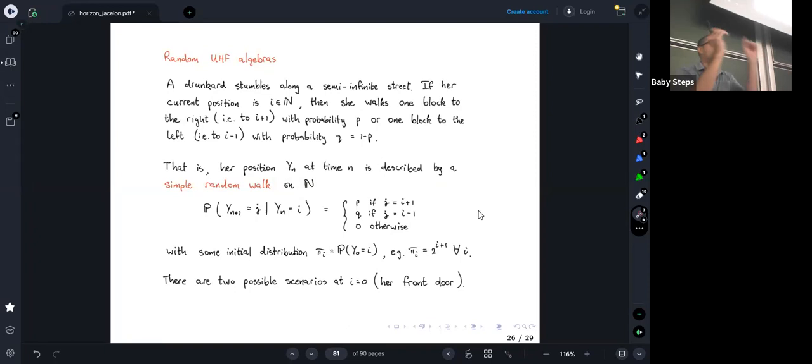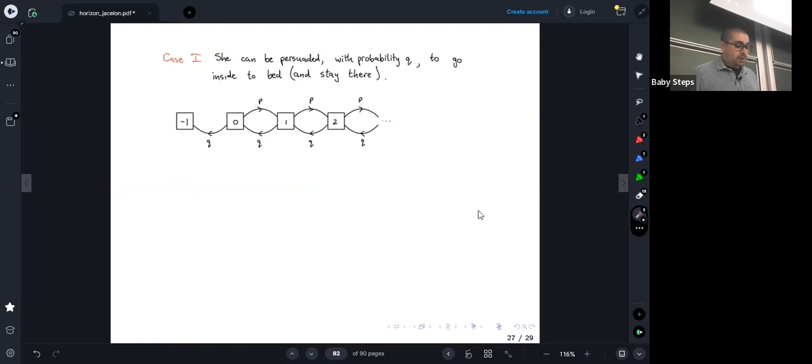All right, so this describes what happens in the middle of the street, but we need to decide what happens if she gets home. If she reaches zero, what happens? There are two possibilities. Maybe her roommate can persuade her, look, you've had enough, go to sleep. So she gets to zero, and this argument works with some probability q. So if she gets to the front door, then with probability q she can be persuaded to go to sleep. Otherwise, with probability p, she goes back out. Similarly, if she's at position two, with probability p she goes to the right, probability q to the left.